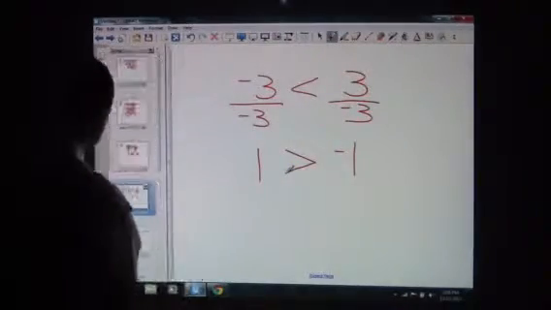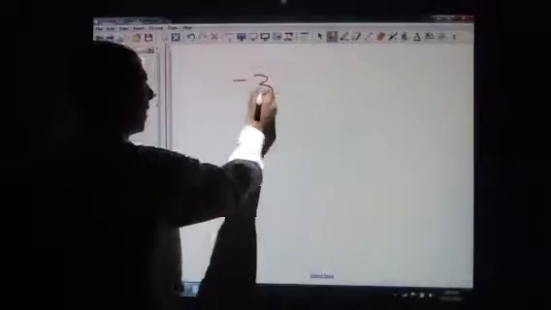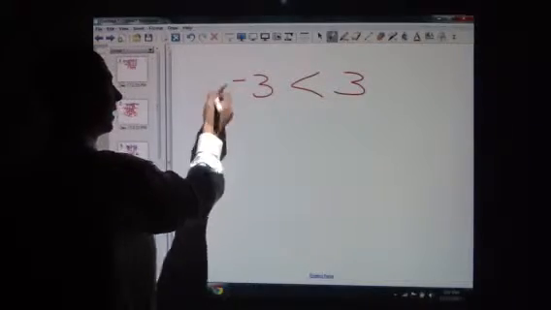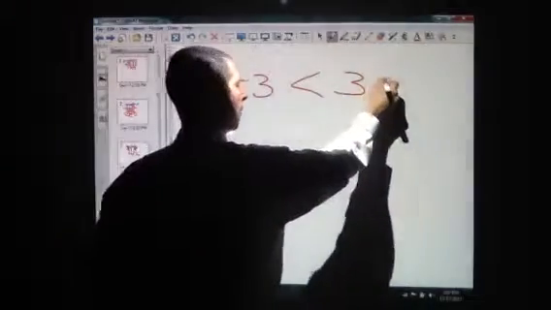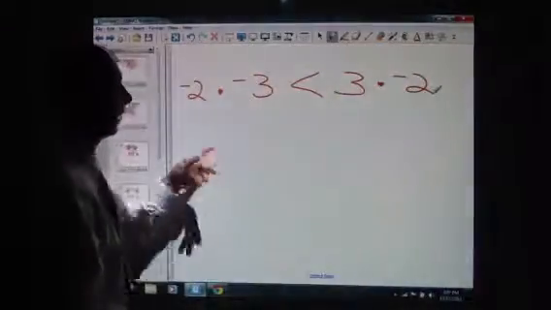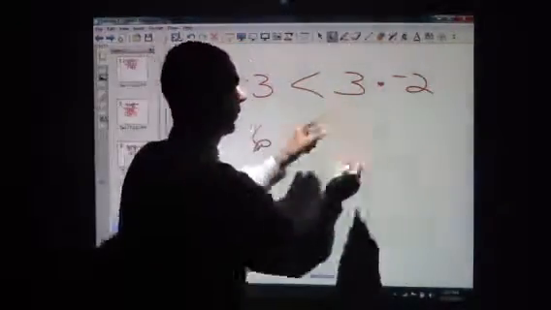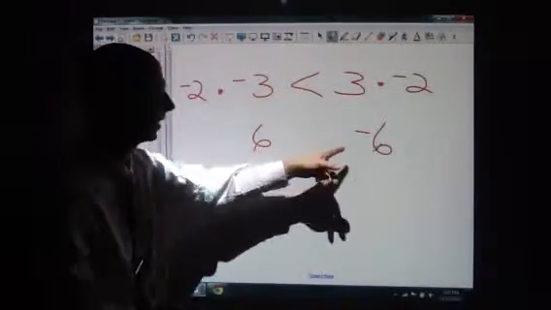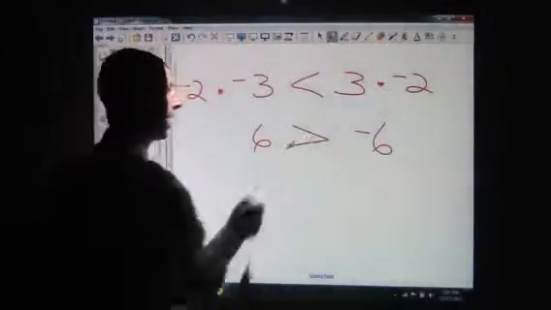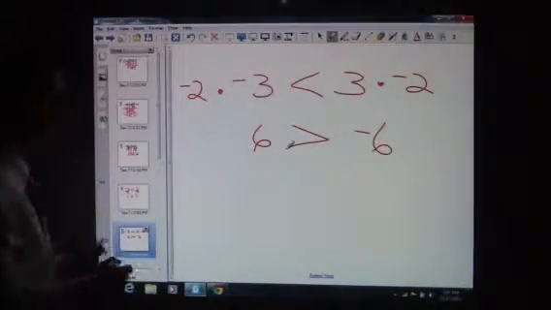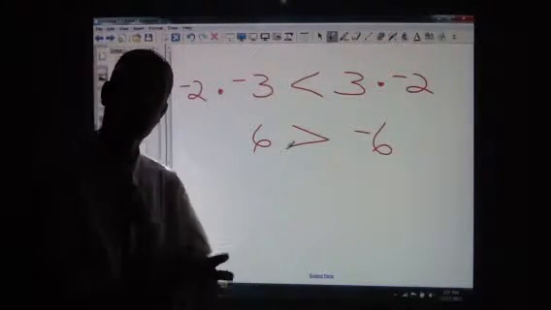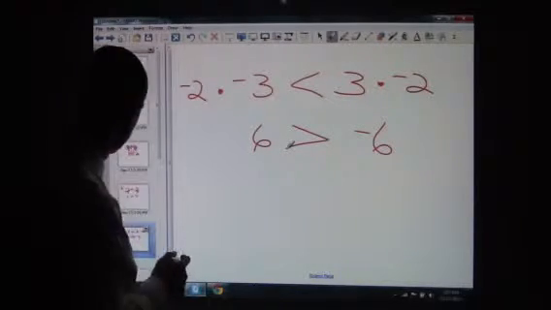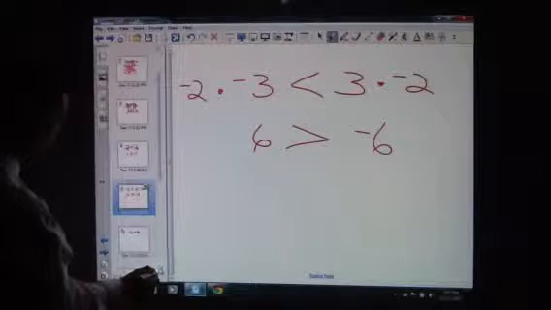Okay? And the same thing applies if you multiply both sides, okay, by a negative number. So if I multiply this side by, say, negative 2, and I multiply this side by negative 2, watch what happens. This becomes 6. This over here becomes negative 6. This sign no longer is true. It's not less than. 6 is not less than negative 6. It's the opposite. The sign has to be switched. Okay? So the idea behind that is if you multiply or divide both sides by a negative number, you have to switch the inequality symbol around. Hopefully that helped there. Okay, let's continue on.